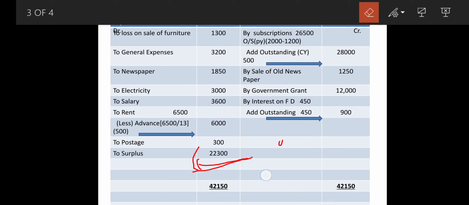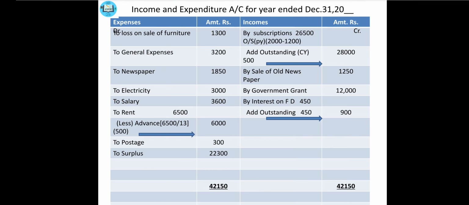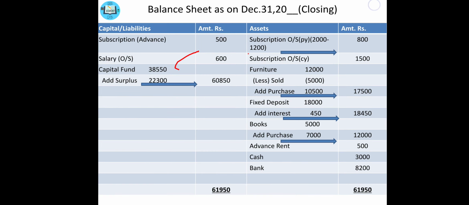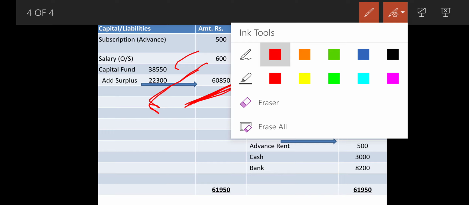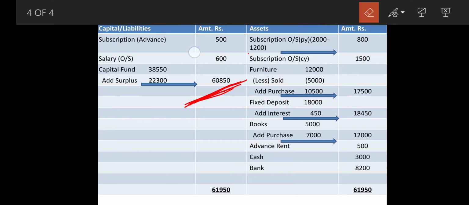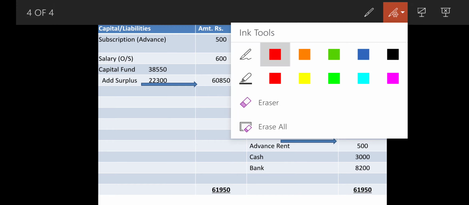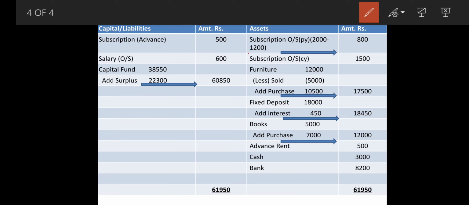Excess of income over expenditure. Transfer this to the closing balance sheet. You have already written capital fund. Over there write down add surplus 22,300. So ultimately you will find the total outside is 60,850. Done? So now make a grand total, and that grand total will be 61,950 on both sides. That's all for today. So our sum number 6 is over, right? I hope you have understood this. Thank you.